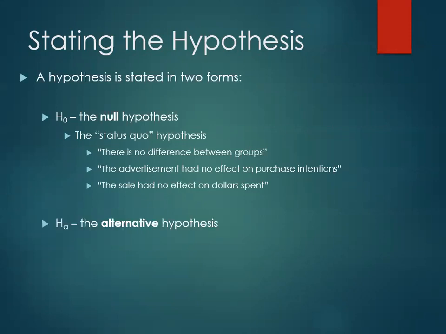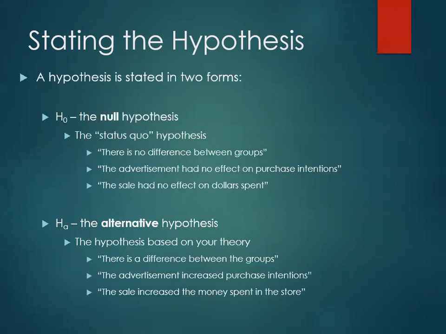The alternative is the alternative that's based on your theory, which is generally that there is some difference. There is a difference between some groups. The advertisement increased purchase intentions, the sale increased money spent in the store, etc. The alternative hypothesis is just the hypothesis that something happened, that there is a difference or a relationship at the population level.